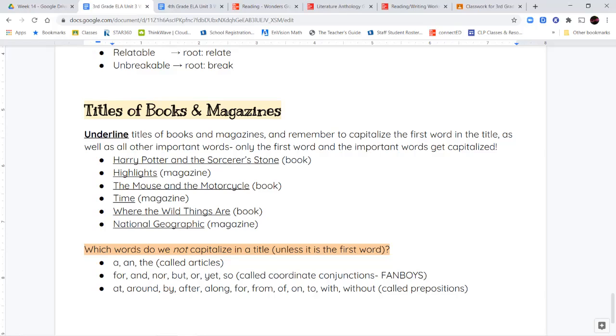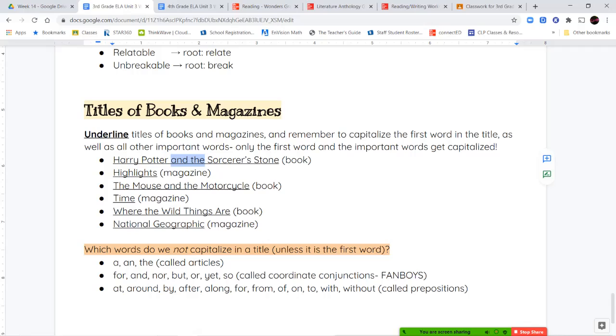So I gave you guys a few examples here. Harry Potter and the Sorcerer's Stone. So we see Harry Potter is a name, right? So that's going to be capitalized. That's a proper noun. The words and the word the are not important words, and they're not the first words in the title, so those don't get capitalized. Highlights magazine. Highlights is the name of the magazine. So again, capital letter. And since it's just one word, that whole word is underlined.